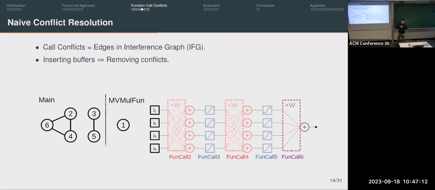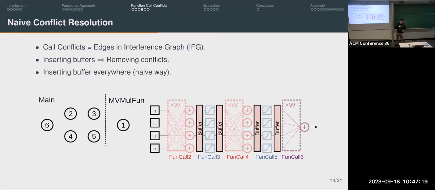But for example, if we want to do something different, we just don't care about the word, we insert a buffer everywhere. Just like this, we insert a buffer every 2 functions. It can definitely solve the problem, but that's not efficient. Why? Because you can see we have function call 2 and function call 3. They are using different pieces of hardware, so they should not have the issue of conflict. So you can see that's not efficient.